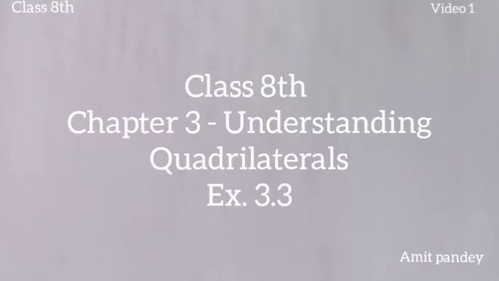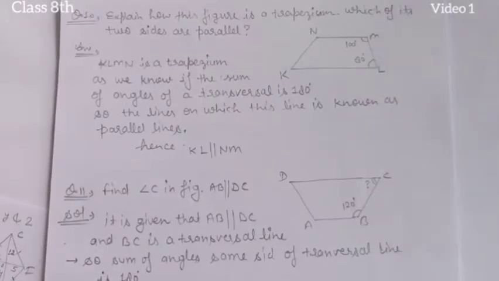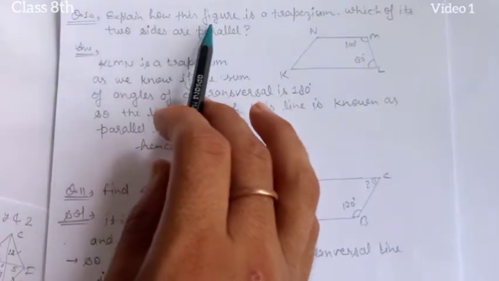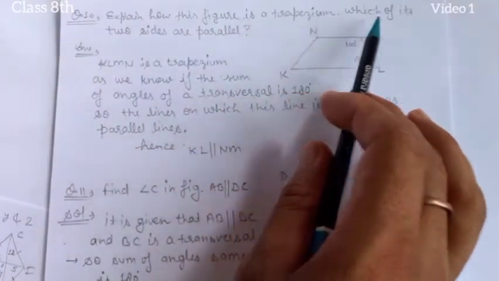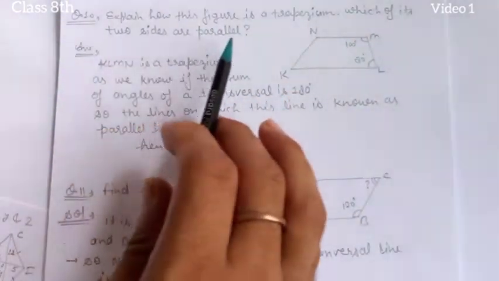We were studying chapter 3, Understanding Quadrilaterals. In the previous session, students, we did some questions of exercise 3.3. Now we will do question number 10. Explain how this figure is a trapezium, which of its two sides are parallel.